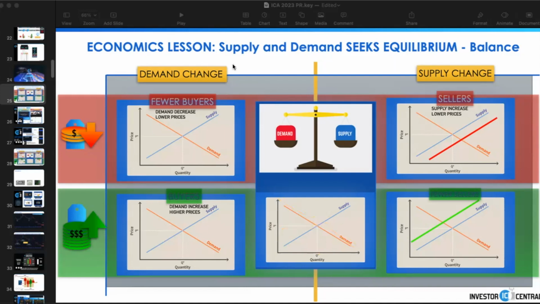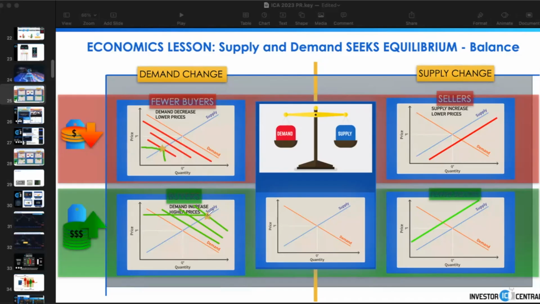Now, when demand changes, that's what the left side shows. If fewer buyers come to the market, then demand is going to decrease or go downward, right? As a result, this line is going to slide further and further down when fewer buyers are at the market, while more buyers would lead it to go further up. And what you'll notice is that fewer buyers will decrease the price, while more buyers will increase the price.